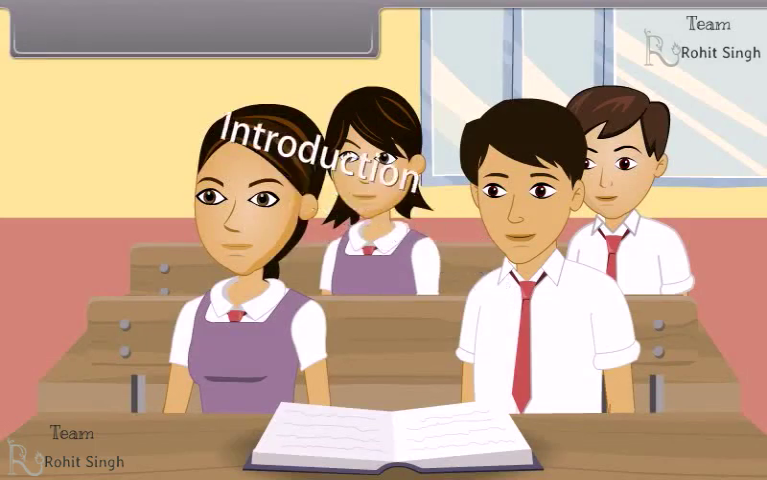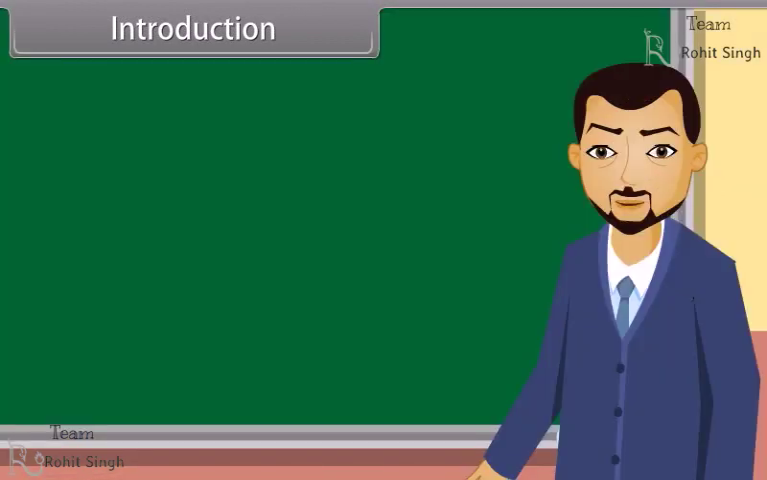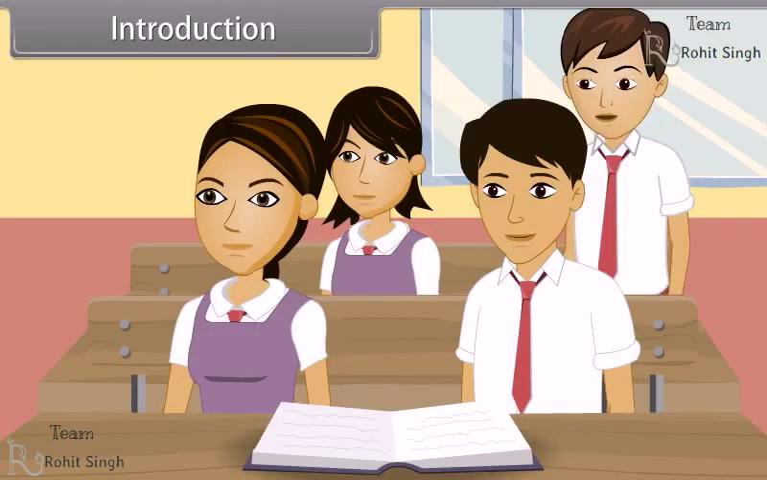Introduction. Where do we apply the concept of matrices? Matrices are used to obtain compact and simple methods of solving systems of linear equations. Can we use matrices for various computer applications?